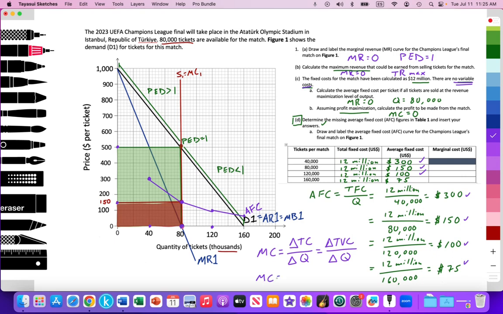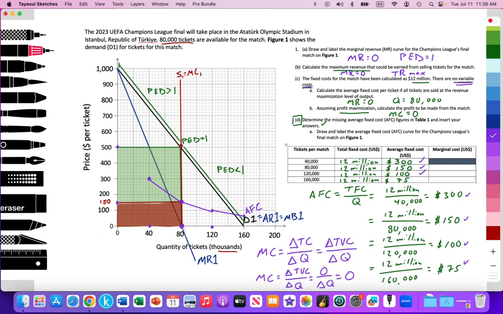Marginal costs being equal to the change in total variable costs divided by the change in the quantity of output. Here, there are no variable costs, so this will be a value of 0 divided by any change in the quantity. It could be 40,000 tickets, 80,000, 120,000. It doesn't matter. 0 divided by any number will give us a value of 0. So the MC curve is equal to 0. So it's going to have a perfectly inelastic shape, which we've drawn here.